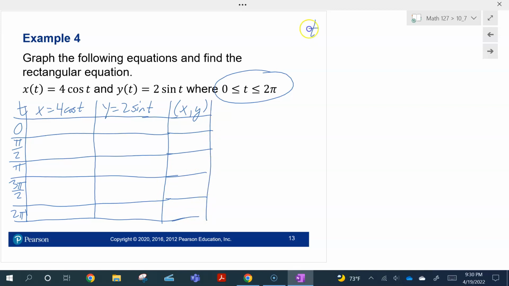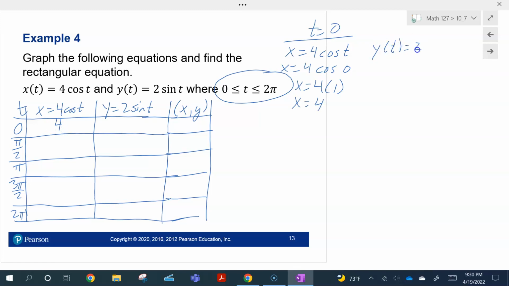Alright, so let's start out. If t is 0, x equals 4 cosine of t. So x equals 4 cosine 0. We know the cosine of 0 is 1. 4 times 1 is 4. Now let's do it for y of t equals 2 sine of t. So y of 0 spits out 2 times the sine of 0. We know the sine of 0 is 0. 2 times 0 is 0. So y ends up being 0. So our first point is 4, 0. And then we'll continue on.